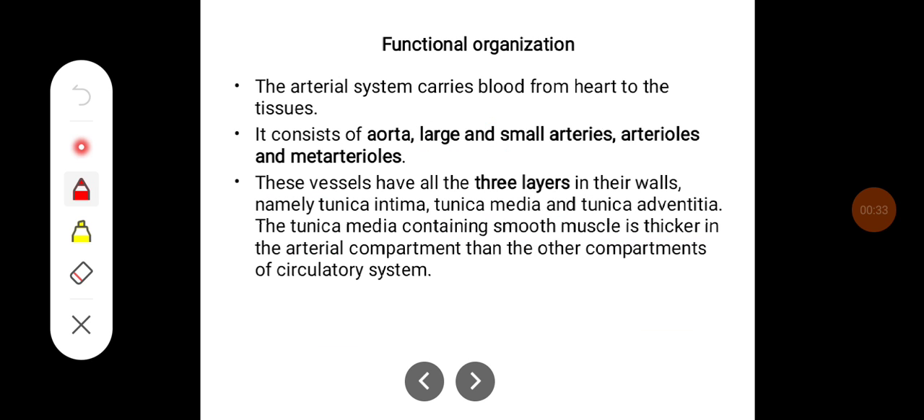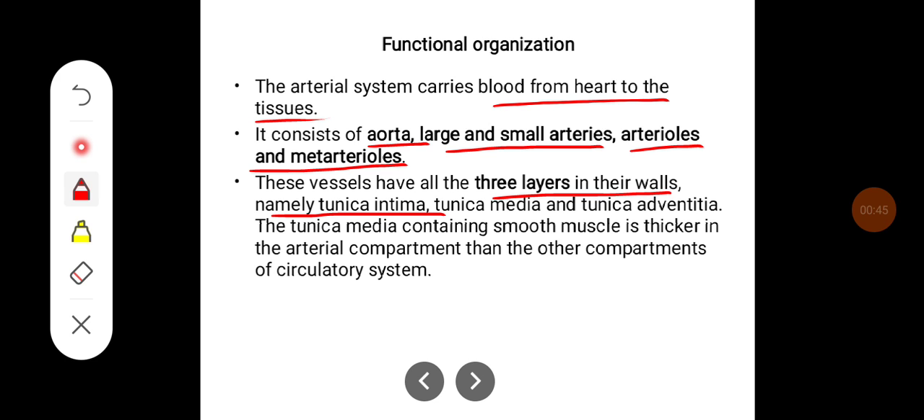The arterial system carries blood from the heart to the tissues. It consists of the aorta, large and small arteries, arterioles, and meta-arterioles. These vessels have all three layers in their walls, namely tunica intima, tunica media, and tunica adventitia. Tunica media contains smooth muscle. The tunica media containing smooth muscle is thicker in the arterial compartment than in the other compartments of the circulatory system.